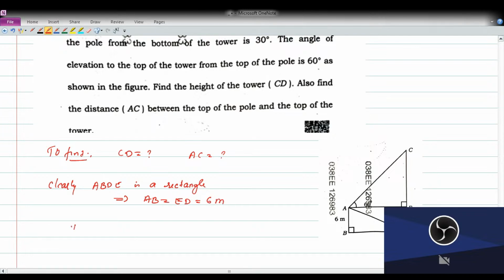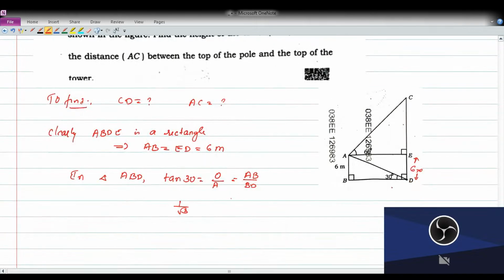Now in triangle ABD, I am going to consider tan 30 degree, that is equal to opposite by adjacent. It is nothing but AB by BD. Tan 30 we all know is 1 by root 3. AB is 6, BD value is not known. So the length of BD will be 6 root 3 meter, and as this is a rectangle, even AE is also equal to 6 root 3 meter.